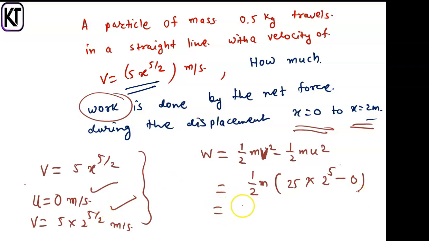Okay, so this will be 1 by 2 m is 0.5. 0.5 means 1 by 2 into 25 into 2 to the power 5, we can write it as 2 to the power 3 multiplied by 2 to the power 2, this is cancelled. 2 to the power 3 is 8, 25 8s are 200, so 200 joules should be the answer. This is the answer of it.